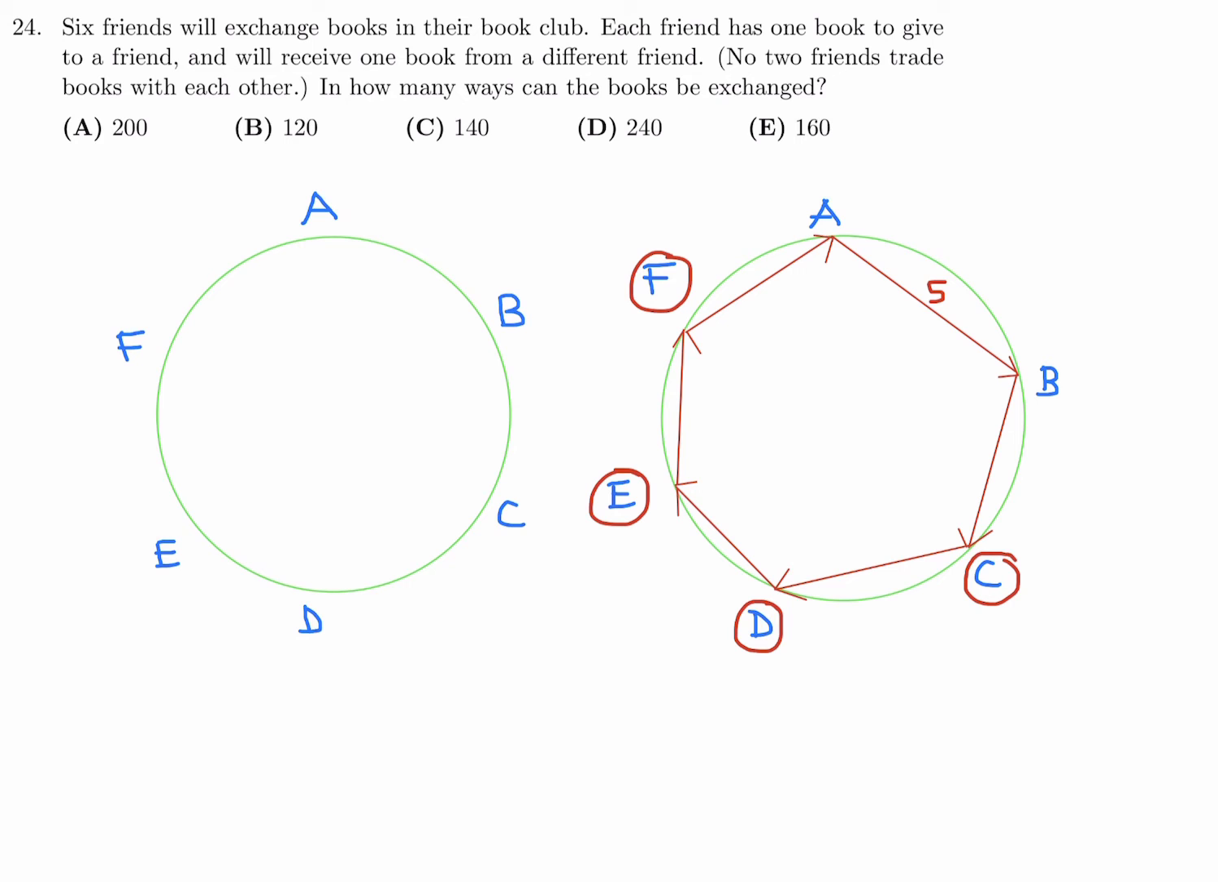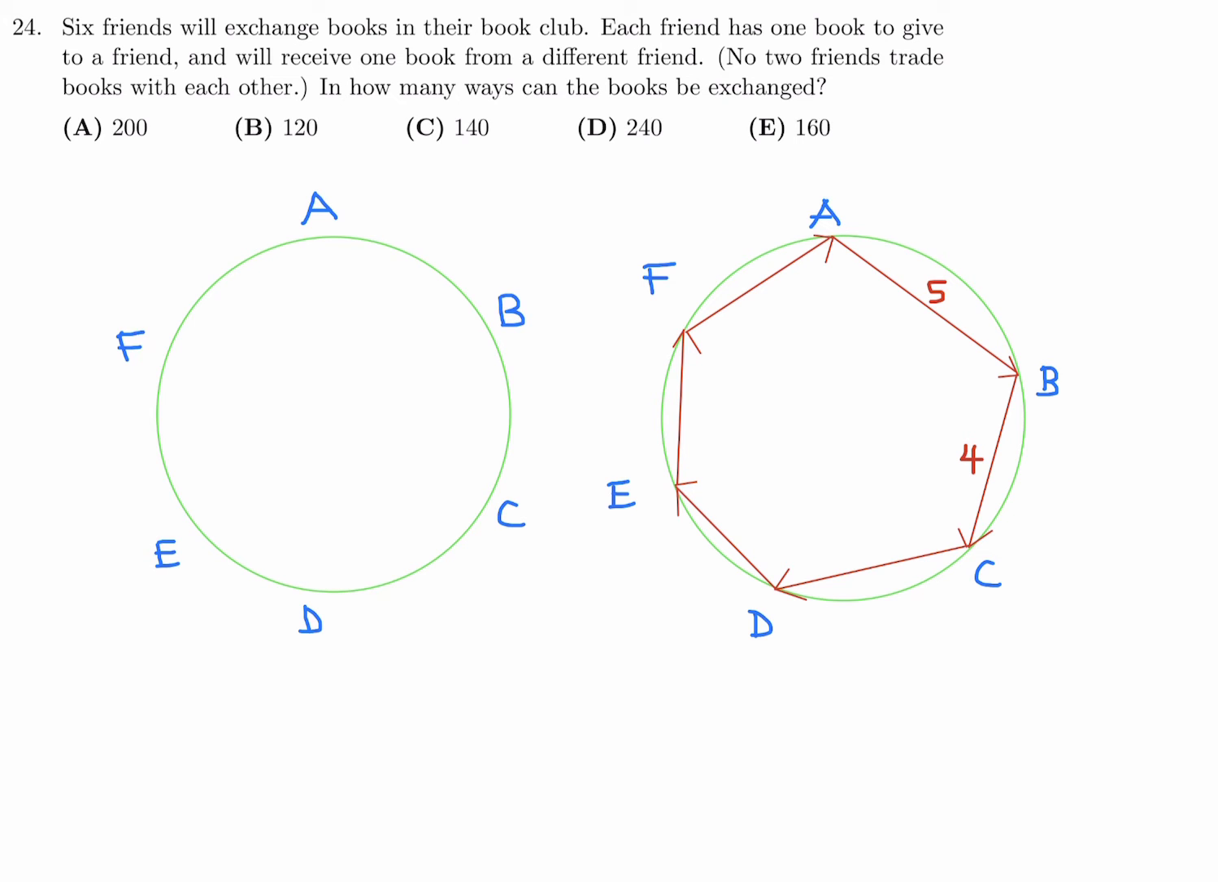But he cannot give a book to A. Why? Because no 2 friends can exchange books. Since he received a book from A, he cannot give a book back to A. So for B, it looks like there was only 4 choices. So I drew 1, but there's 4 possible ways of B giving a book.